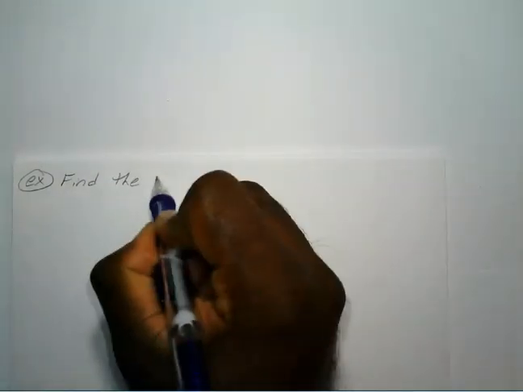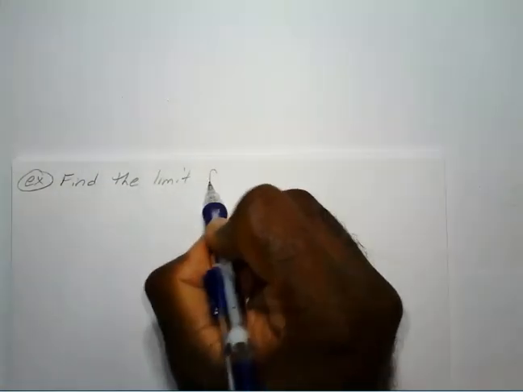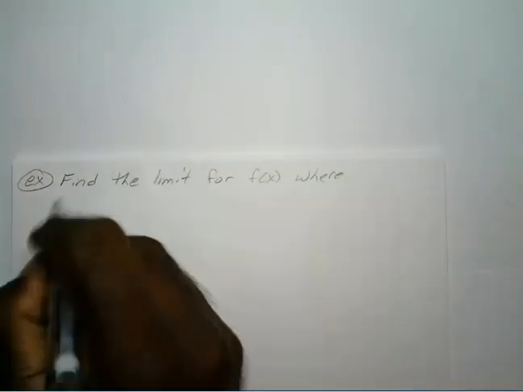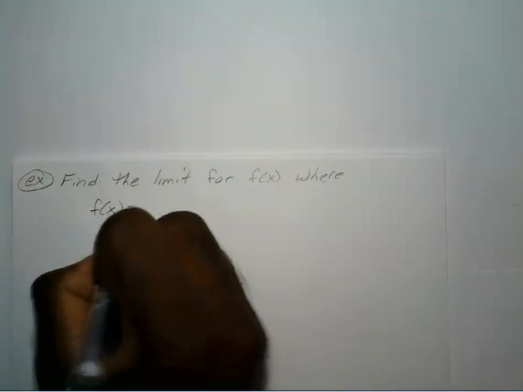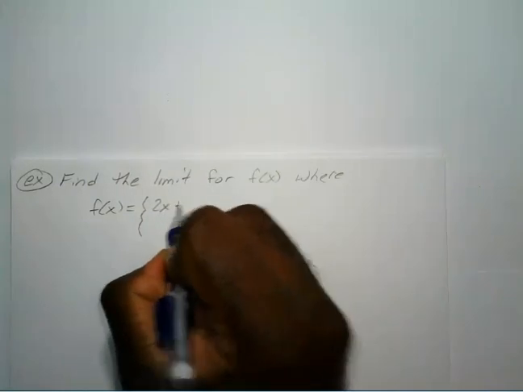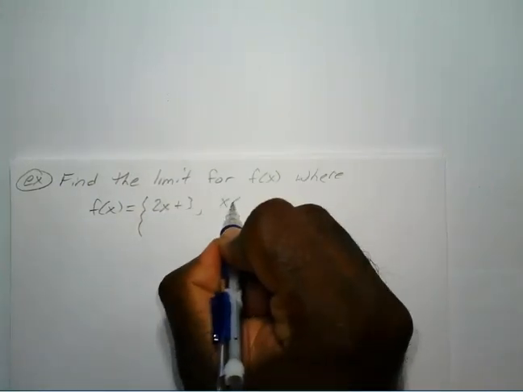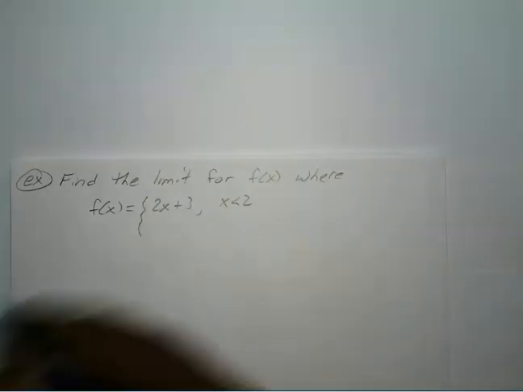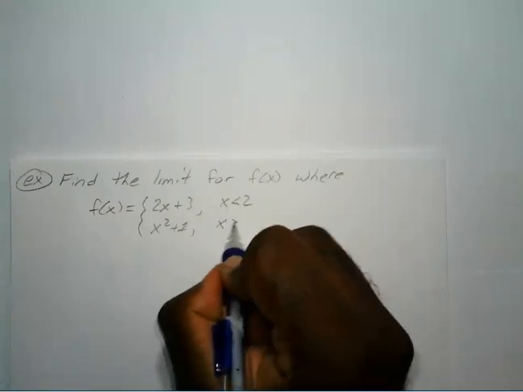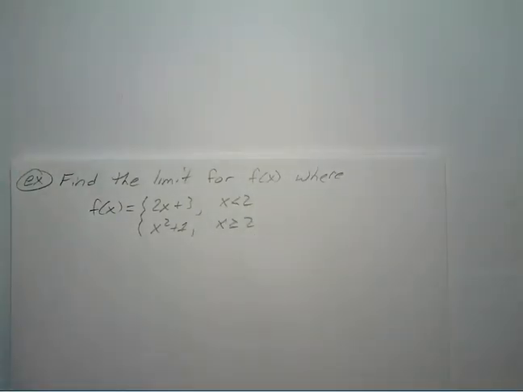Alright, so let's say, for example, we want to find the limit for f of x, where f of x is equal to the piecewise function, let's say 2x plus 3 when x is less than 2, and x squared plus 1 when x is greater than or equal to 2.